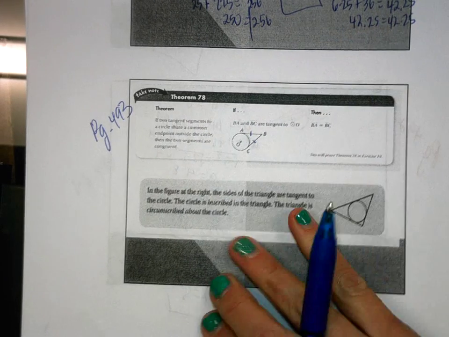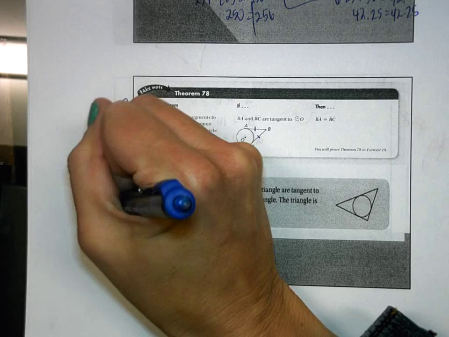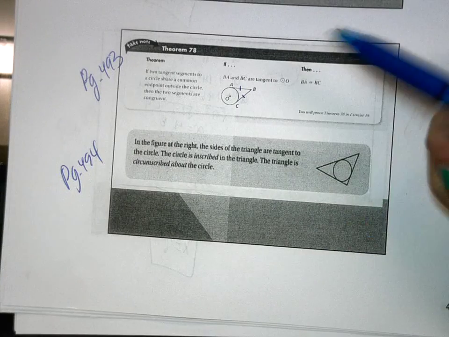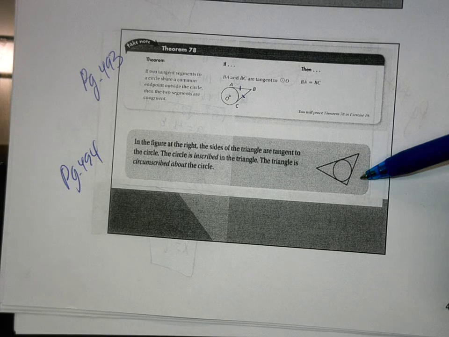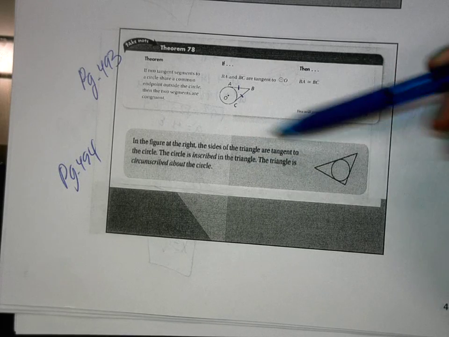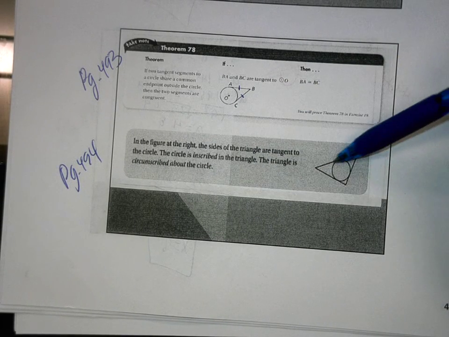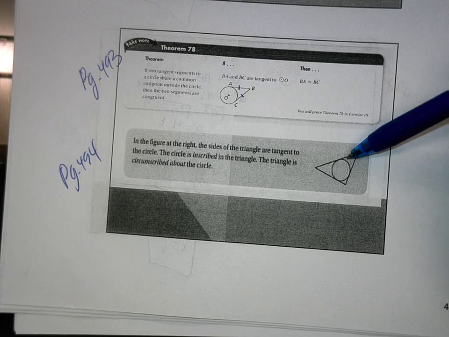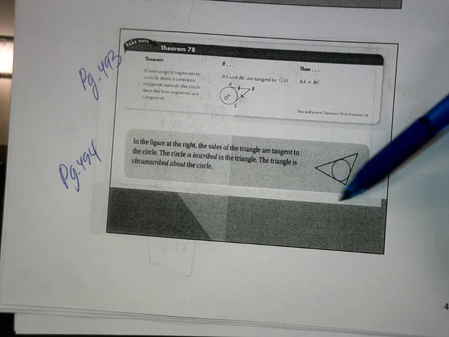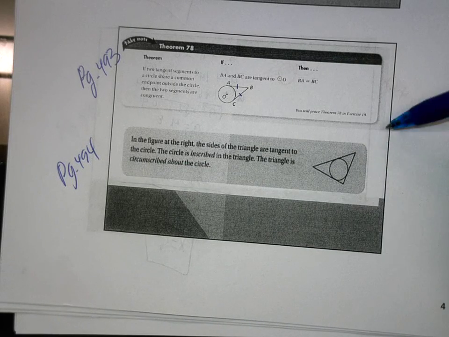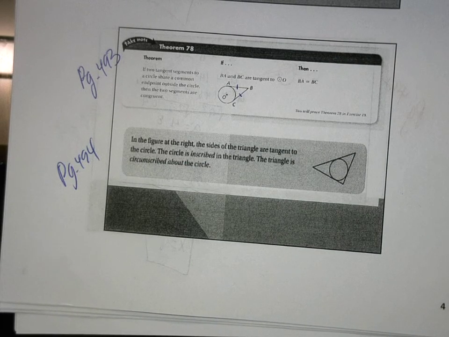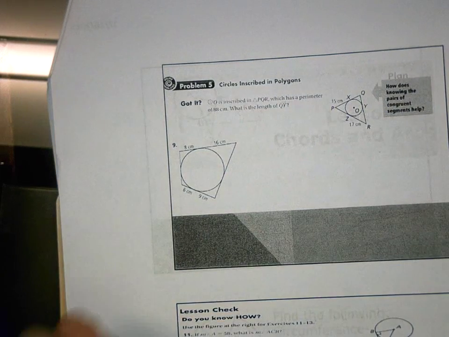This is on page 494. It says in the figure to the right, the sides of the triangle are tangent. Do you see how this is tangent, and this is tangent on all of those? If that is the case, the circle is inscribed. Think about it being inside. The triangle is circumscribed about the circle, so that's on the outside. We'll just remember inscribed.